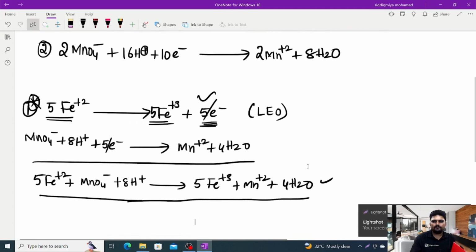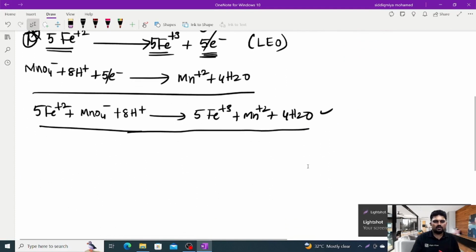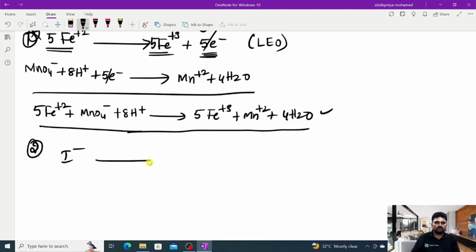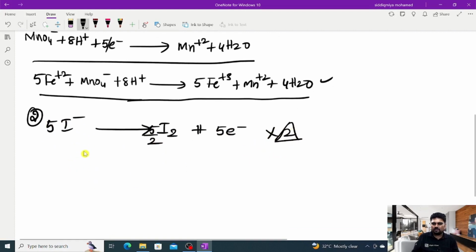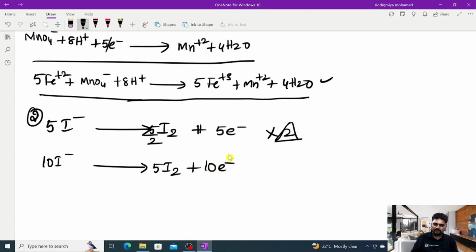Second oxidation reaction, given oxalate ion. Okay, sorry, I minus ion is given. So I minus ion will convert into I2 and it will give electrons. Here we can write 5 electrons, not a problem, but here 5 I minus, now here 5 by 2 will come. So the fraction we have to remove, now we have to multiply with 2. Then what will happen here? 10 I minus will give you 5 I2 and 10 electrons. Fraction should not be there. For that we are multiplying with 2. So now we got 10 electrons.